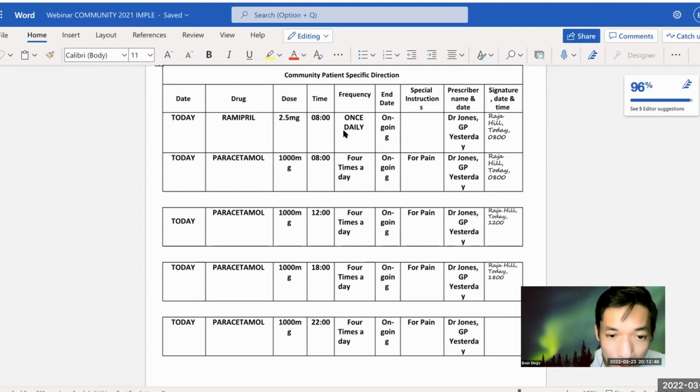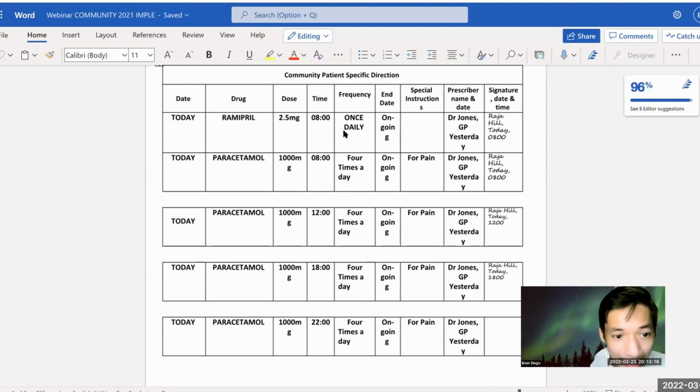So now you can see the letters GP indicating that it is prescribed in the community. Of course, you will not see a bleep number in the community. Okay, so signature, date, and time, signed by Raja Hill today at 8 o'clock. So that means this medication was given by Raja in the morning. Next medication, paracetamol, it's 1,000 milligrams, 8 o'clock, 4 times a day. The end date is ongoing. Special instruction is for pain, signed by Dr. Jones yesterday. It was given by Raja Hill today, 8 o'clock in the morning.